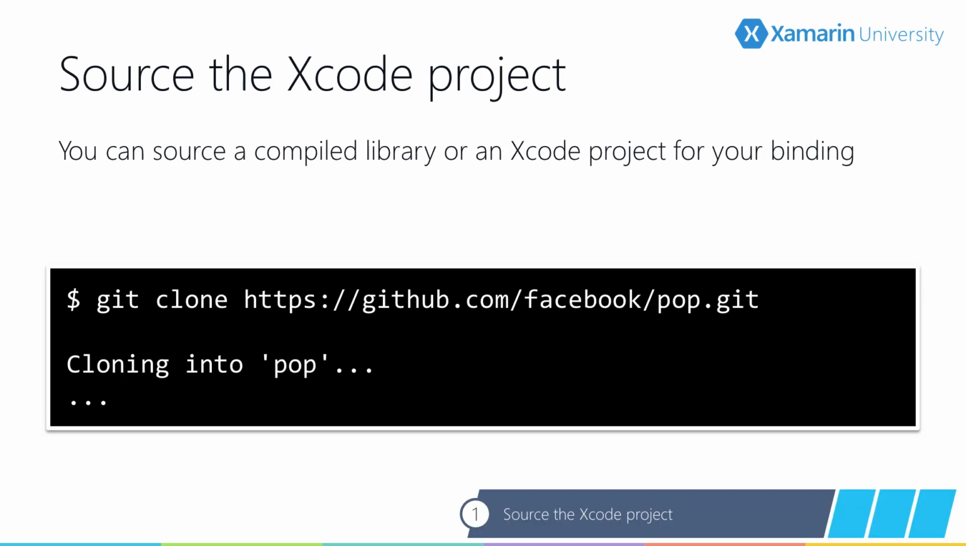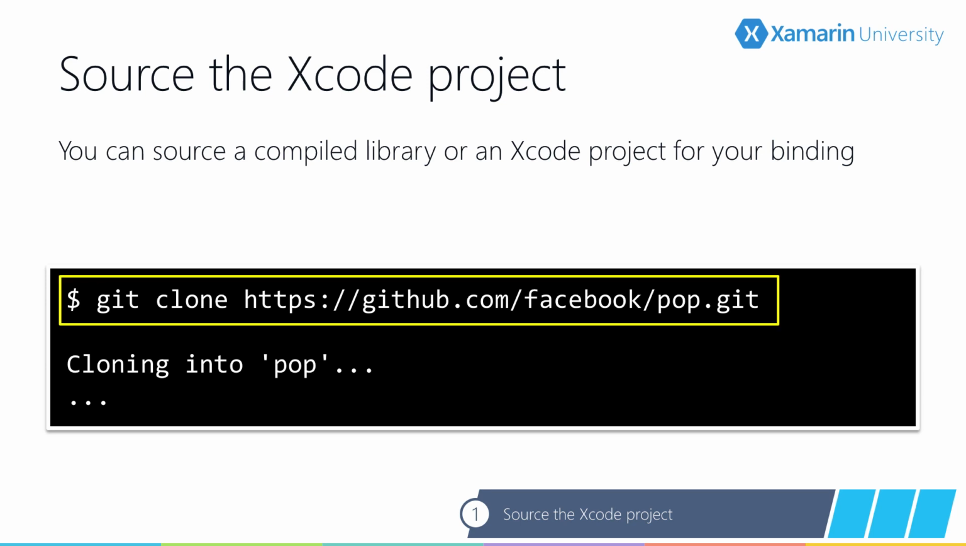Some libraries require you to have more fine-grained control over the compilation of the required library, as well as picking the specific headers defining the API. The first step is to source the library. This may be an already compiled library or an Xcode project that you still need to compile.